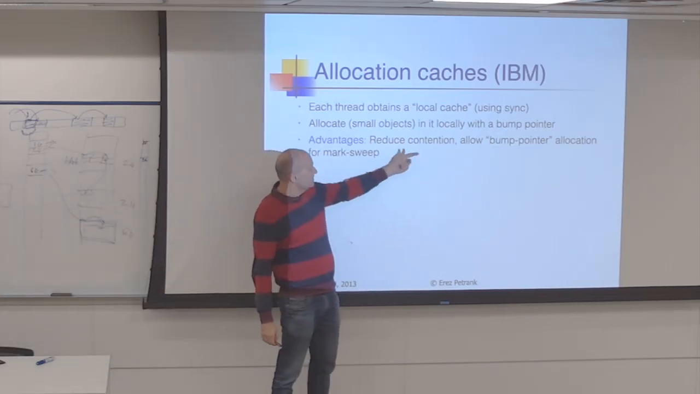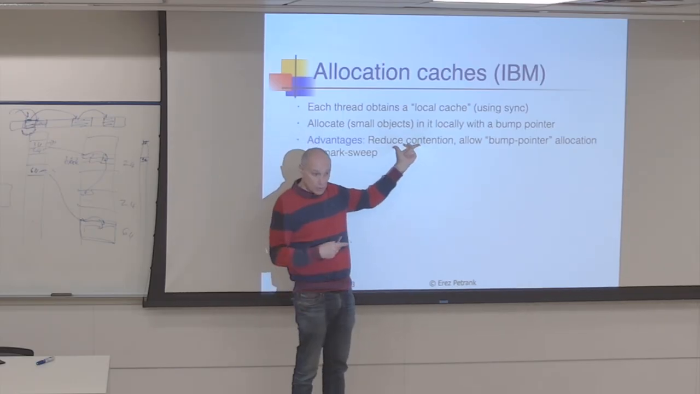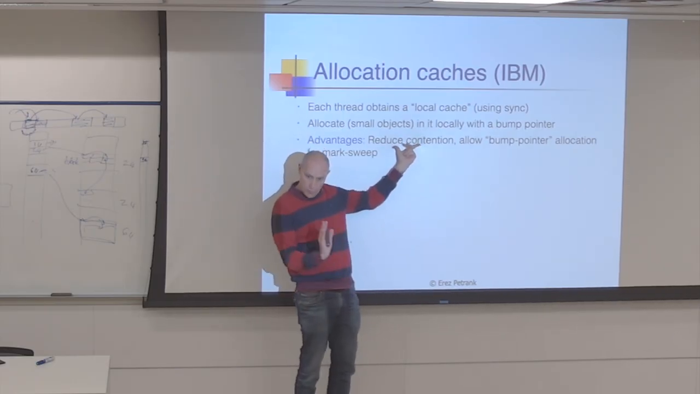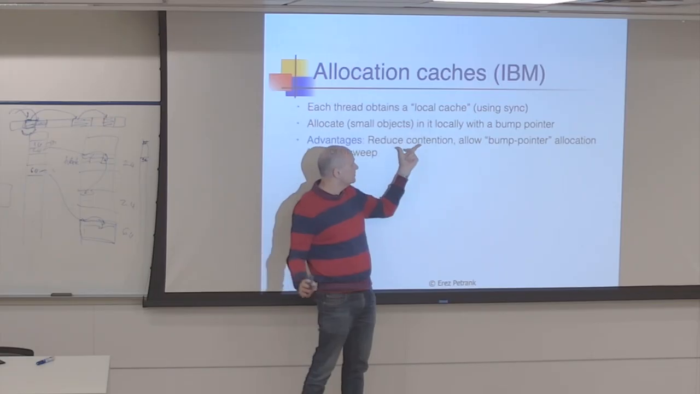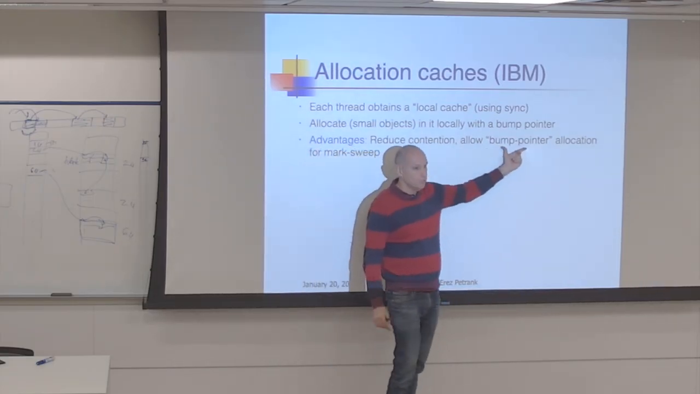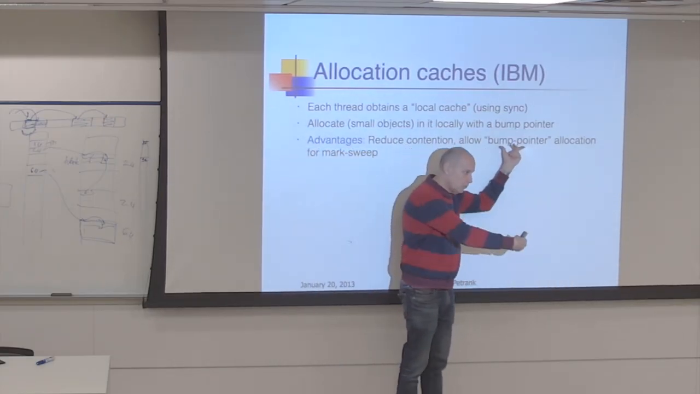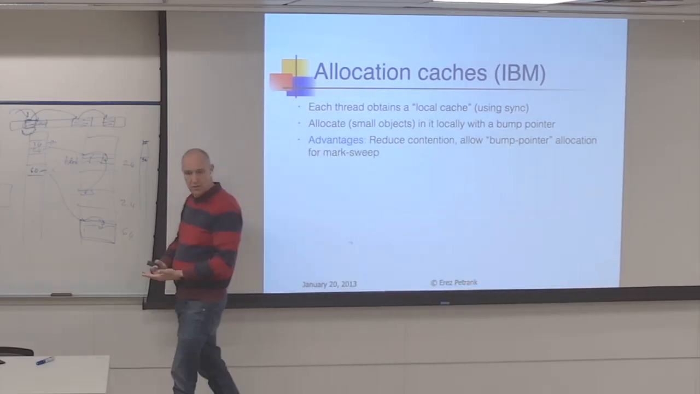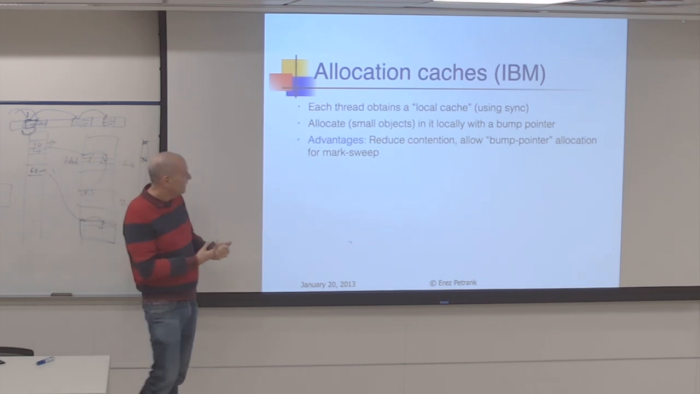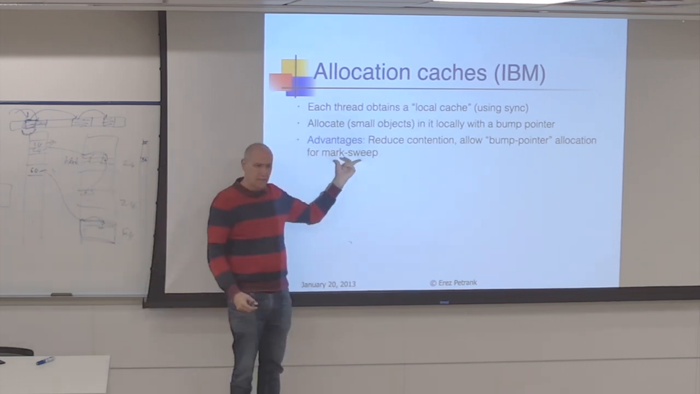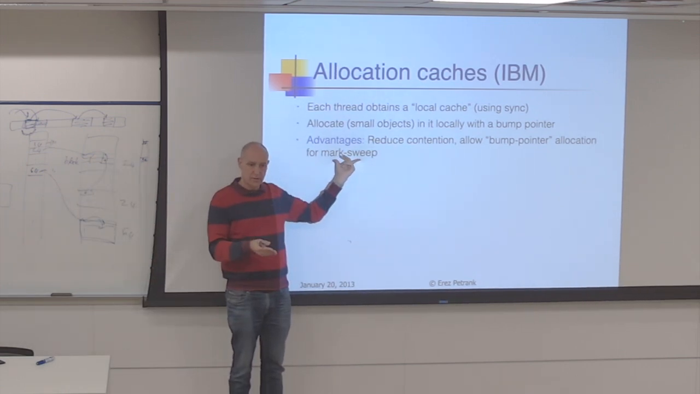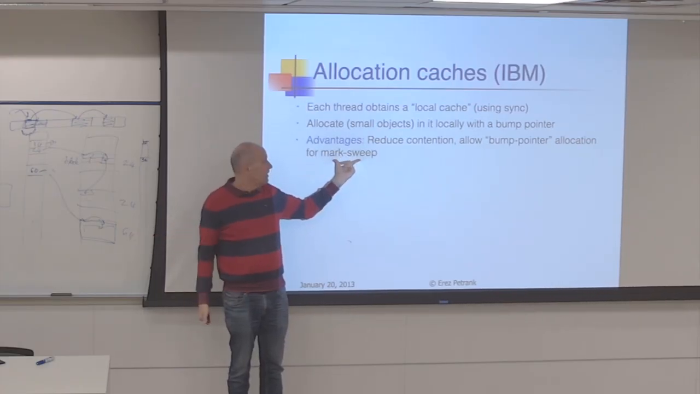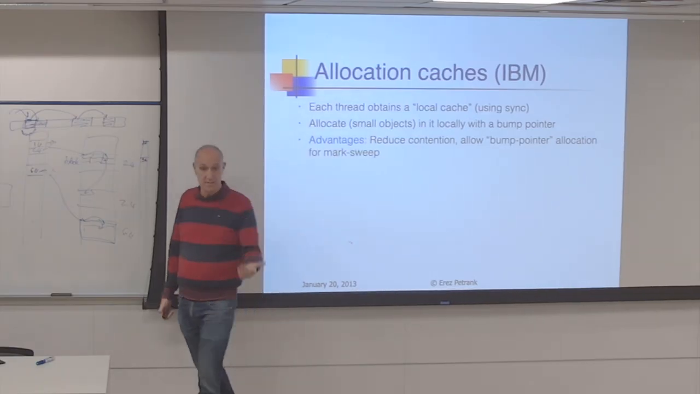So the advantage is there's reduced contention. You only contend with other threads when you want to get a new cache, when your cache is filled. And with bump pointer allocation, if you want to allocate, you just move a pointer. That's a very fast allocation method. In Mark Sweep, usually you have a free list, so you cannot use bump pointer allocation. So for Mark Sweep, this is an advantage.